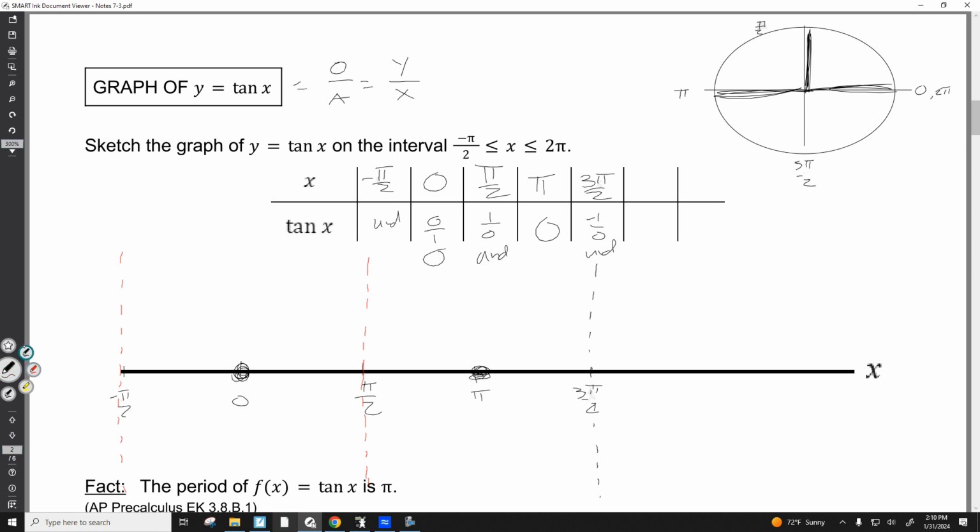What's an easy tangent value? Pi over 4, between 0 and pi over 2, smack dab in between. What's the tangent of pi over 4? 1. Would the tangent of pi over 3, which is closer to pi over 2, be a value bigger than or less than 1? It's root 3, a little less.